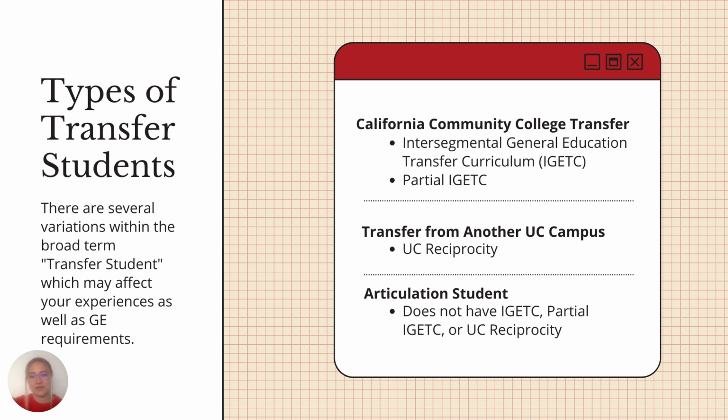If you transferred from another campus within the University of California or UC system and completed all lower division GE requirements prior to transferring to UC San Diego, you may qualify for UC Reciprocity. If you do not meet any of the criteria for the transfer agreements that were described, you are considered an Articulation student. We will look into each of these transfer agreements more closely.